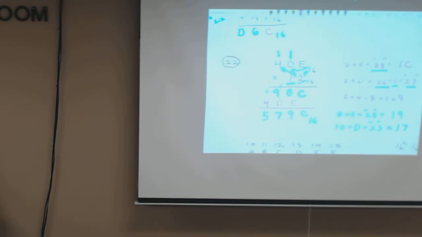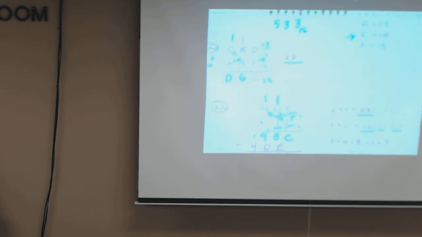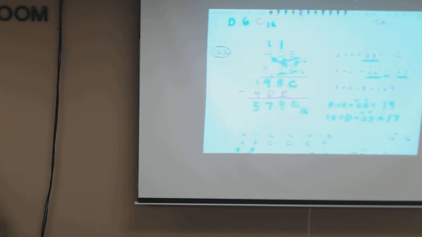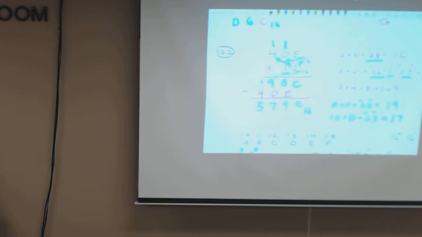D E. And then what do I do with these two? I add them. And so I have a C. And what's B plus E? What's B? 11. What's E? 14. 25. How do I say 25? Back at my chart. 1, 9. So I put down, well, the C came down.